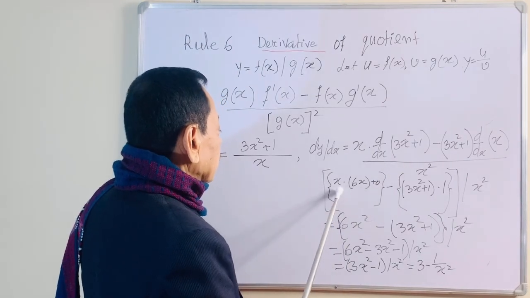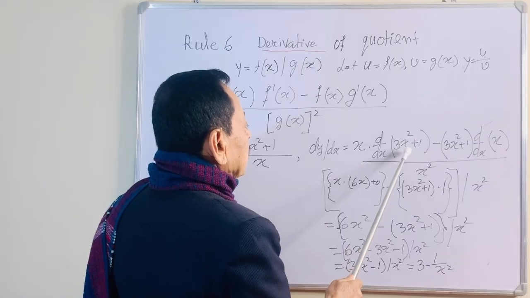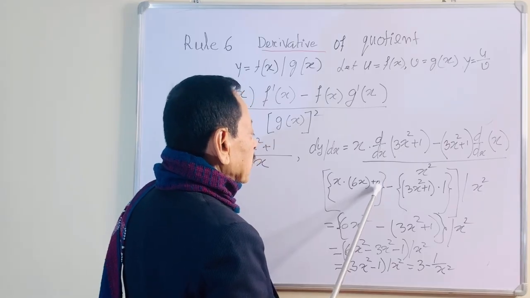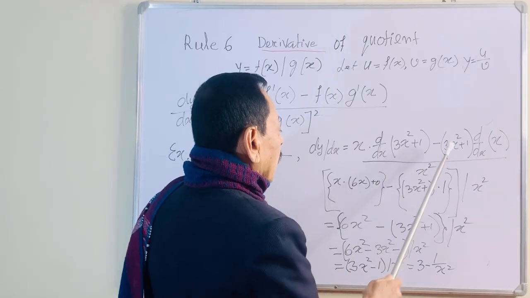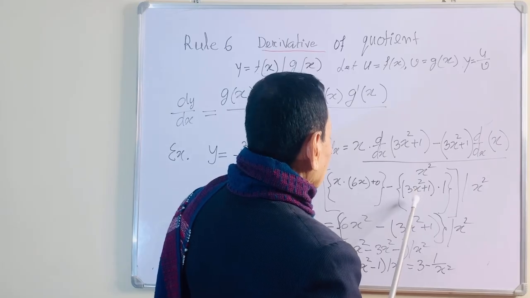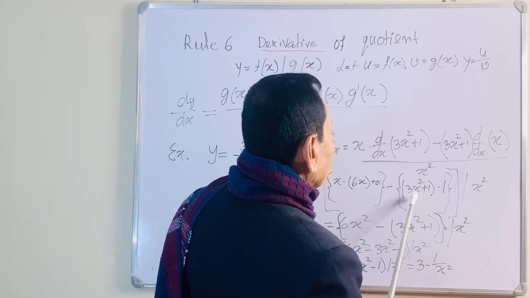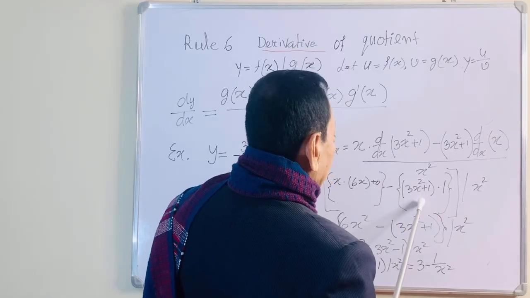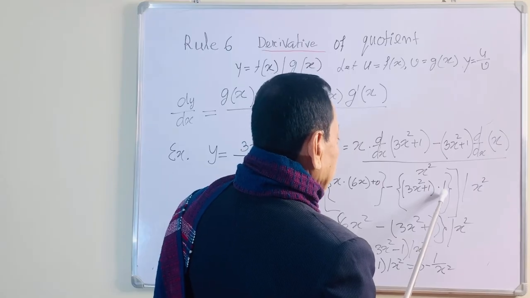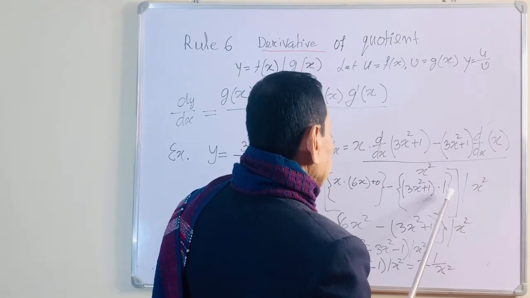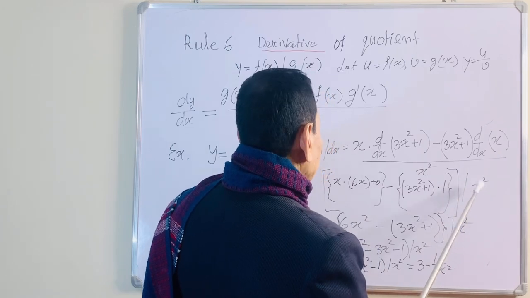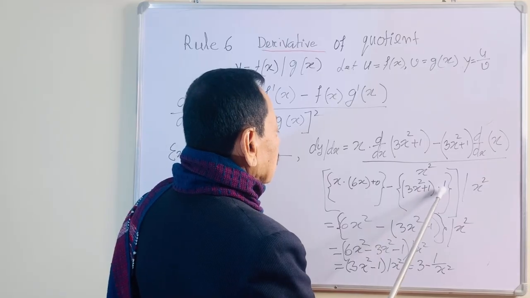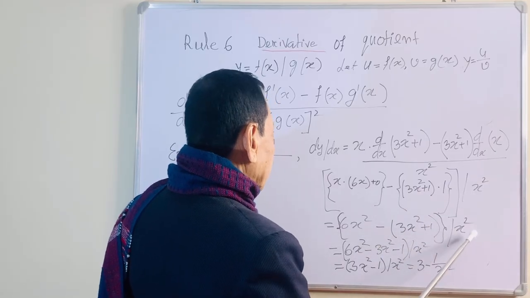So what is the result? x, and the derivative of this is 6x plus 0, since the derivative of a constant is 0, minus the first into the derivative of the second. The power is 1, so it is 1 only, divided by x squared. So here it is 6x squared minus 1 times (3x squared plus 1), divided by x squared.